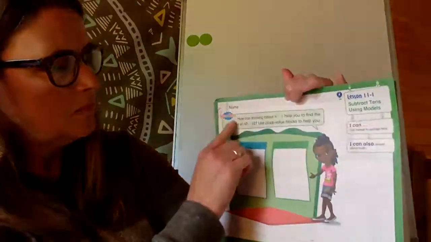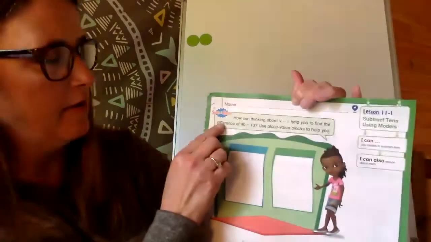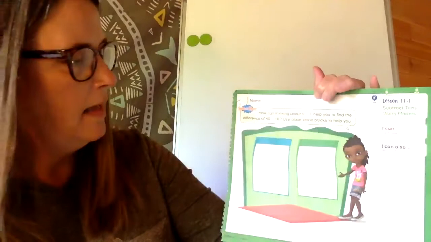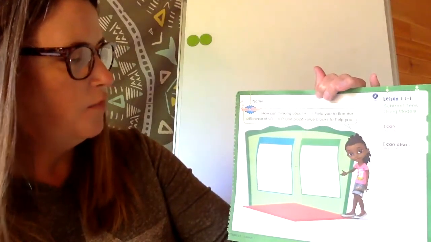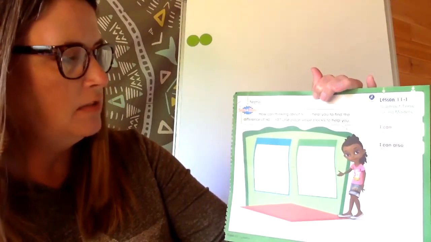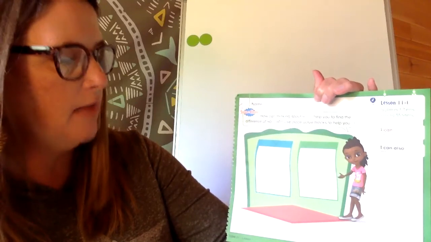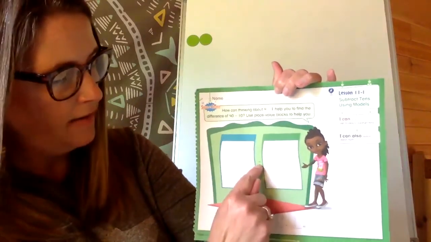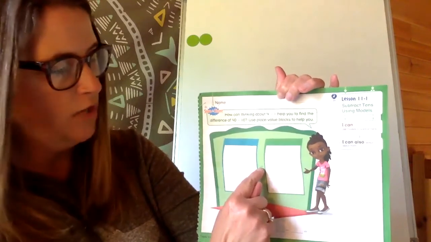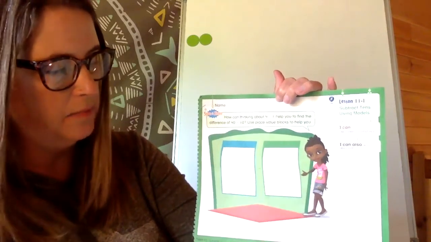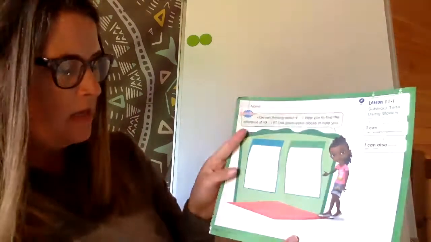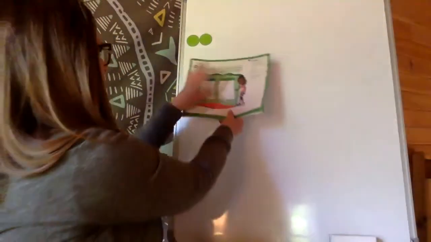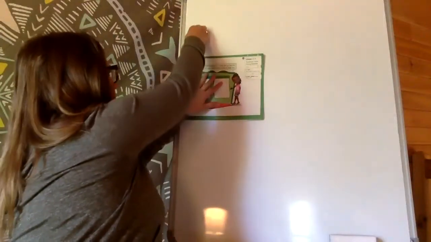So our question that we're going to start with is right here in your green box, and it says, how can thinking about 4 minus 1 help you find the difference of 40 minus 10? Use place value blocks to help you. So here we have a box to build a model, and then right in the middle, it's easy to miss it, there's a little subtraction sign and a box to build our number that we're taking away. So if we start out with using 4 minus 1, let me put these up here.